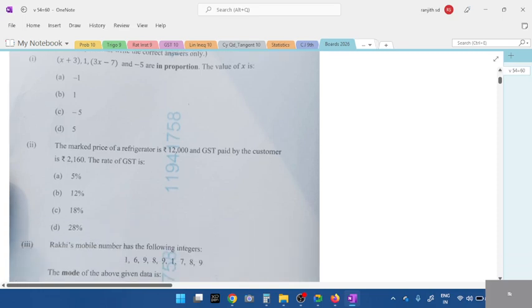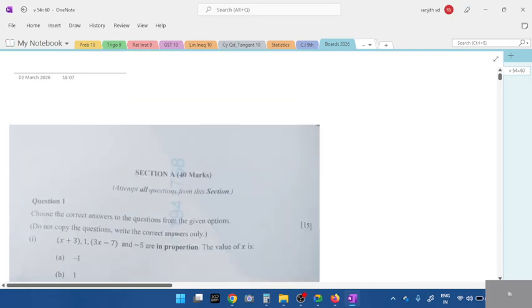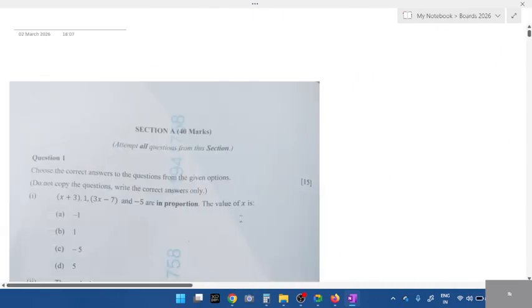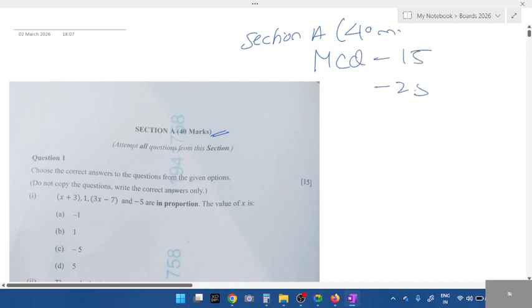Okay, this is a board exam question, students. Can you see here section A? It is the same as the ninth standard. All of you are aware of the exam paper, how they set it in ninth standard. Section A, section B. Which one is compulsory, students? Section A is compulsory. Section A you get for 40 marks. In section A, you will have MCQ questions. MCQ is for 15. Another 3 questions, that is for 25 marks.